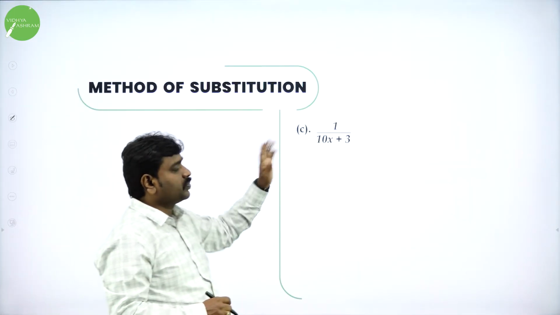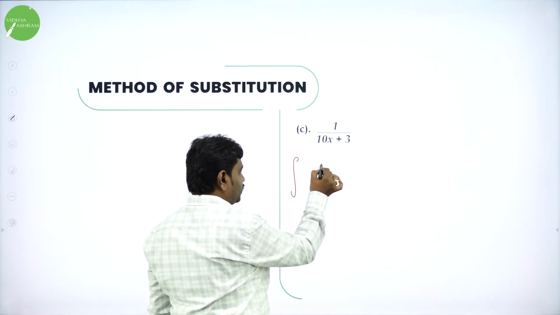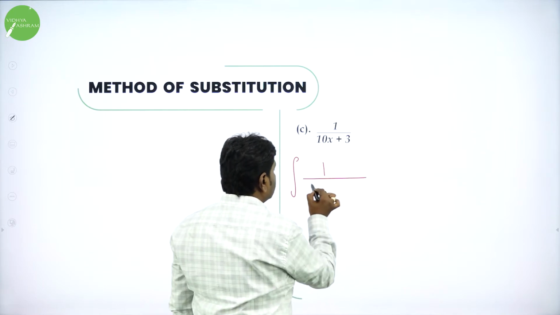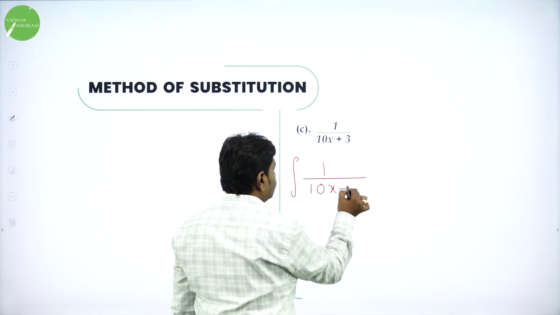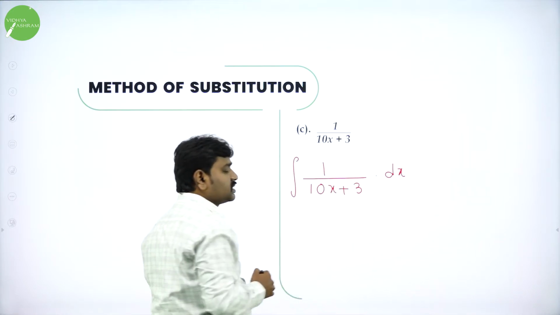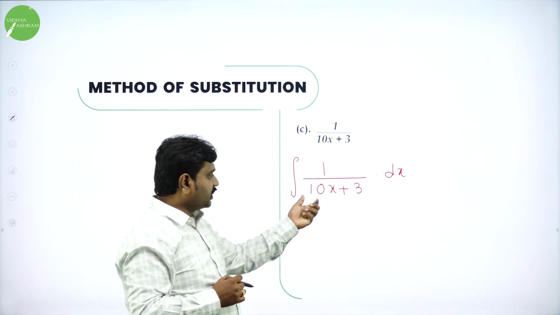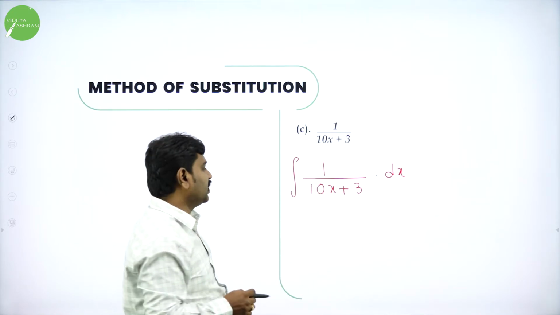1 by (10x + 3). They want you to integrate this. So write the integral symbol, 1 by (10x + 3) with respect to x, which means into dx. In the exercise problem C, in the denominator I have 10x + 3. Try to take that as t and get the remaining value.